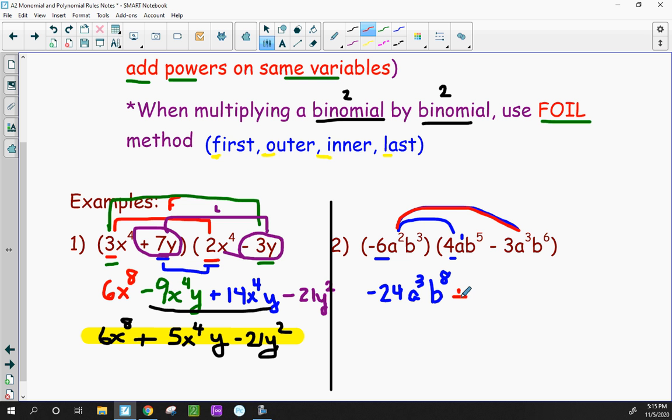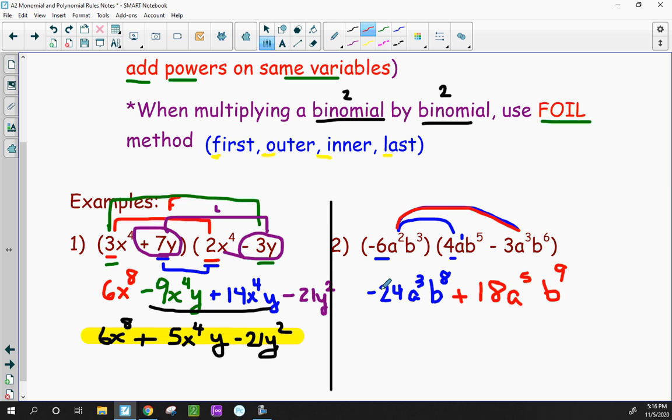Negative times negative is positive. Be careful because I've had students in the past that just want to copy the same thing down. Pay attention to the sign in front. Negative times negative is positive. 6 times 3 is 18. Now we're on to the A's. We have a to the 2nd times a to the 3rd, which is a to the 2 plus 3, or 5. And then we have B, and we've got 3 plus 6, which is 9.